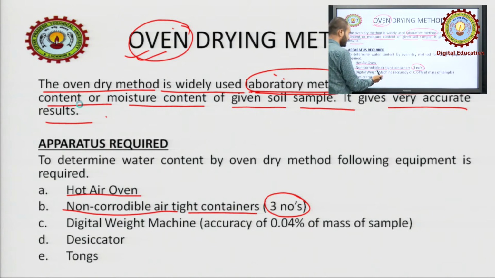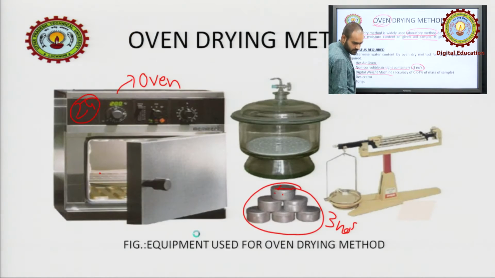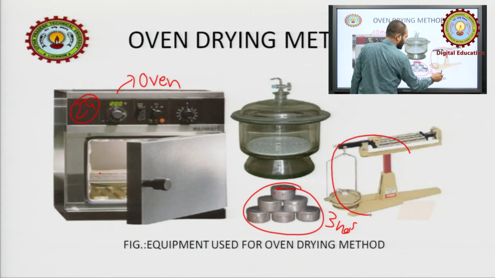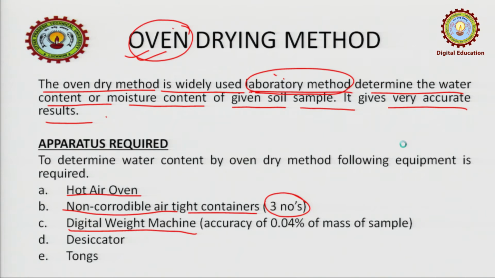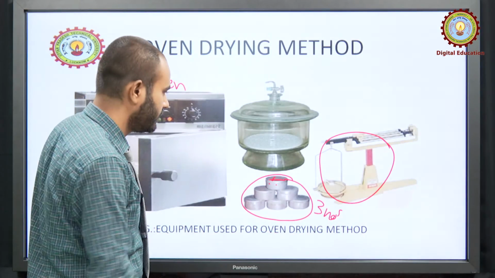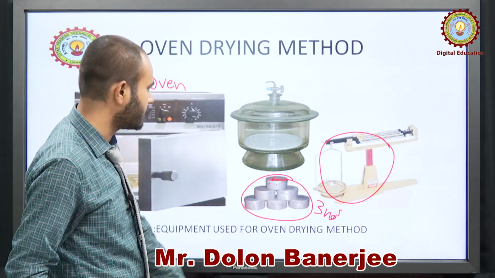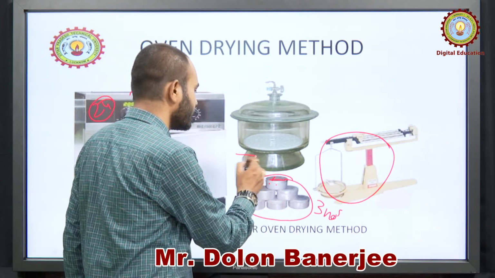For the timing, let us see the apparatus first of all. Digital weighing machine, these are also shown there. This is the digital weighing machine, for weighing the mass of the soil. A desiccator and tongs are also used, but the main ones are these three. I have already told you what these are. These are the equipments required, and this is the desiccator.